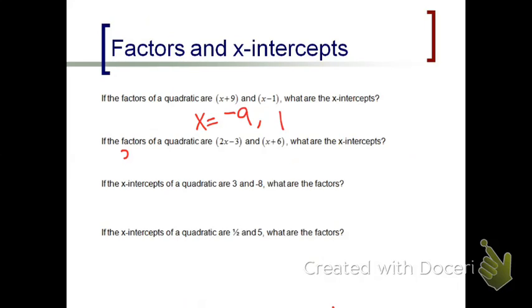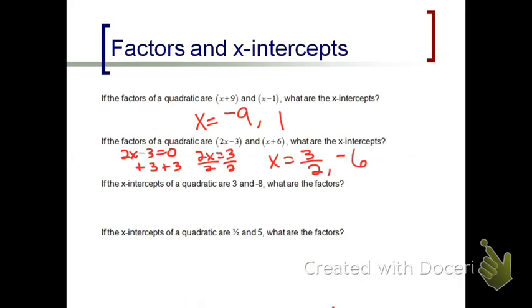Okay, this one's a little bit trickier. 2x minus 3, if I set that equal to 0, then what is x? Yeah, so I'm going to say 3/2. 1.5 would also be good, and negative 6. So you just do the opposite. Okay, going the other way.